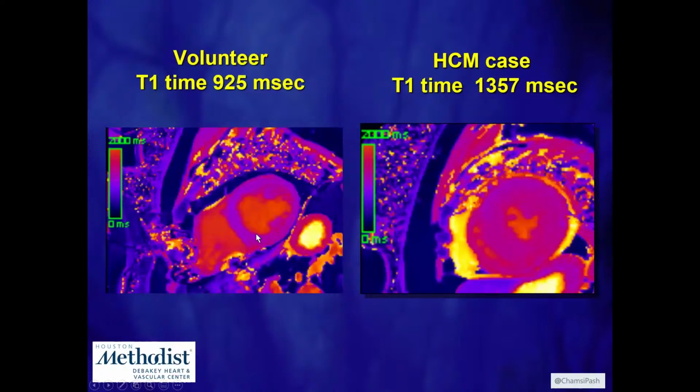This is a normal heart at a mid-ventricular short axis level. We're measuring the T1 time at the septum. Anything less than 1,000 milliseconds is normal, versus this patient who has hypertrophic cardiomyopathy of the concentric type, and the T1 time has significantly increased up to 1,300 milliseconds.